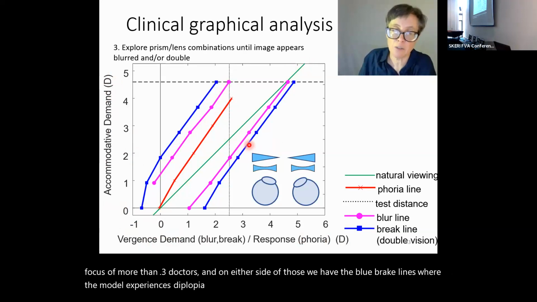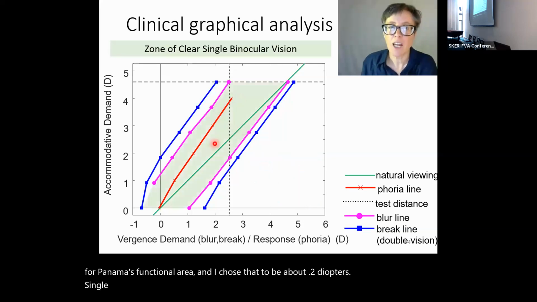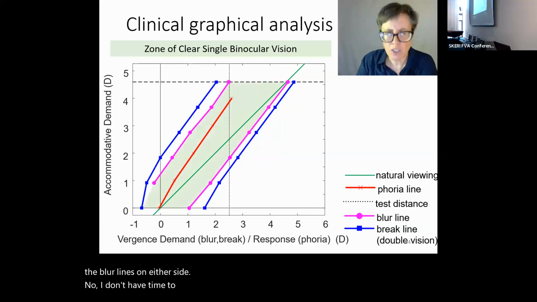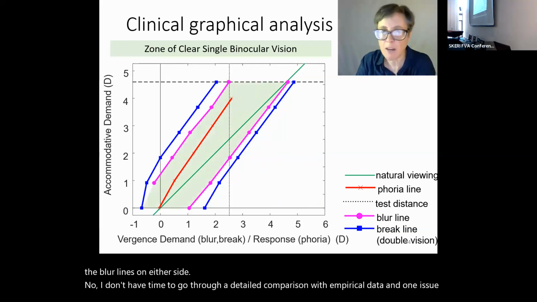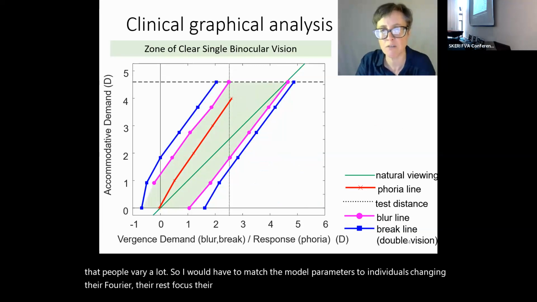So there, the disparity is larger than the value that I chose for Panum's fusional area, and I chose that to be about 0.2 diopters. Single binocular vision is this region I've shaded in green around the line of natural viewing up to the blur lines on either side. Now, I don't have time to go through a detailed comparison with empirical data, and one issue is that people vary a lot, so I would have to map the model parameters to individuals, changing their Fourier, their rest focus, their ACA ratio and everything.